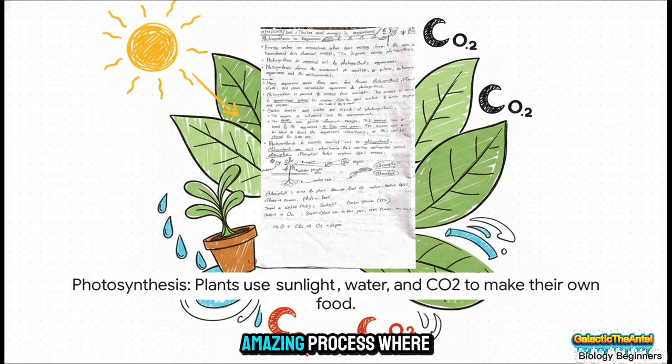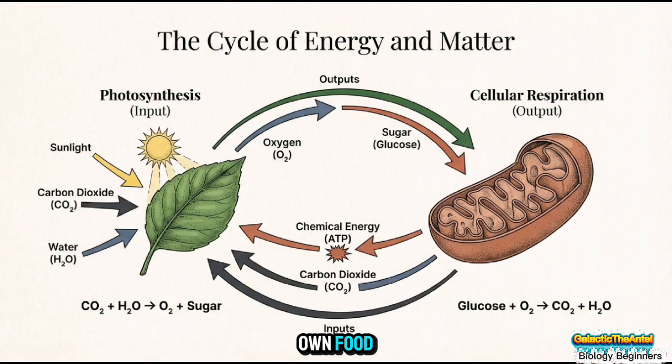Photosynthesis is this amazing process where plants take in sunlight, water, and carbon dioxide, and they use those ingredients to literally bake their own food, sugar. And as a pretty amazing bonus for us, they release the oxygen we need to breathe.